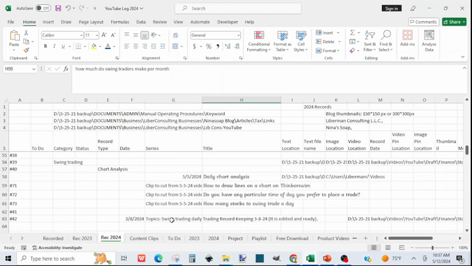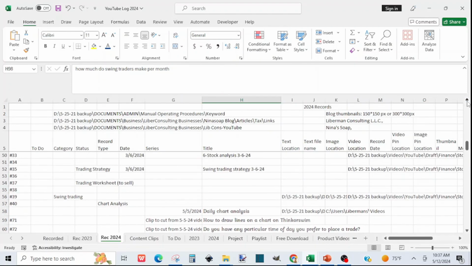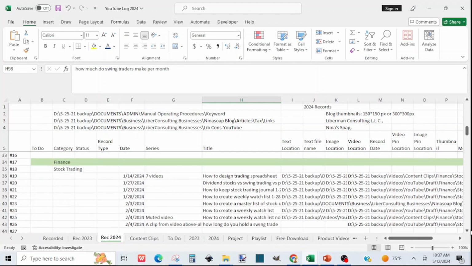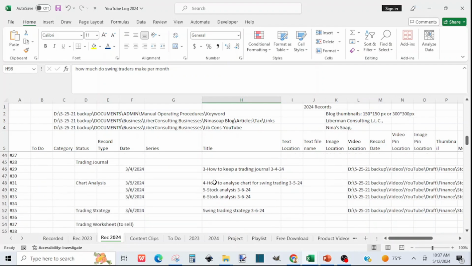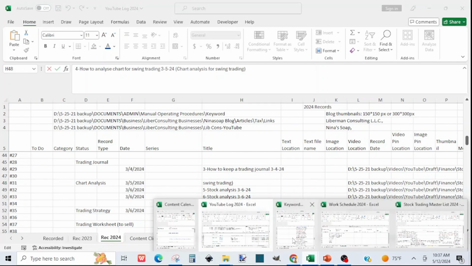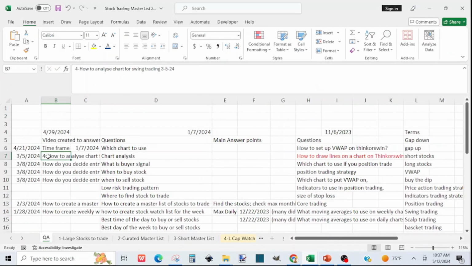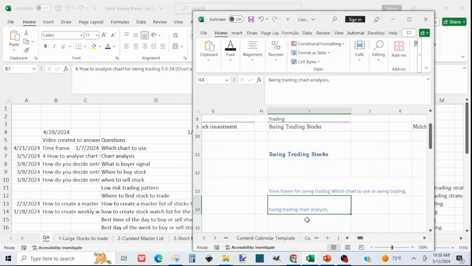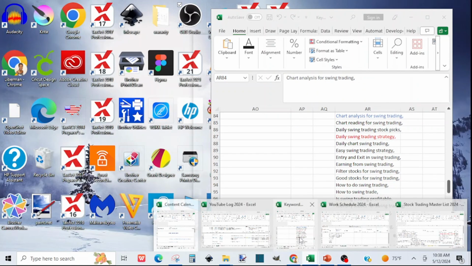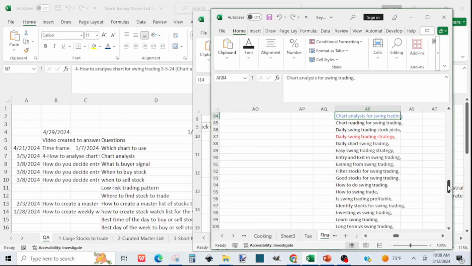I will come back here and I will look for video 4-3 chart analysis. And that will be this one. One thing I can do is just put it in it. And I will go back to here. I'll put it there. And in my content calendar, I will put chart analysis for swing trading. And what was there before was swing trading chart analysis. Either one will work. I'll keep it this way.